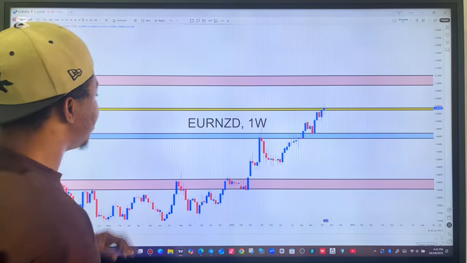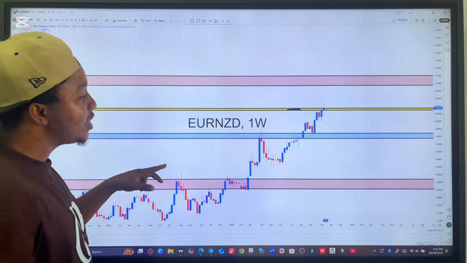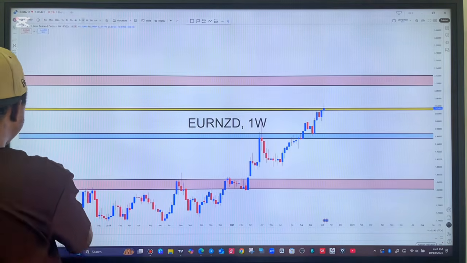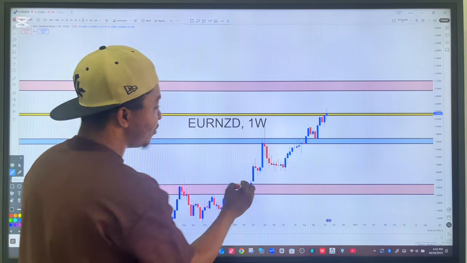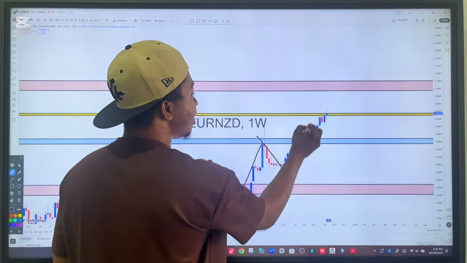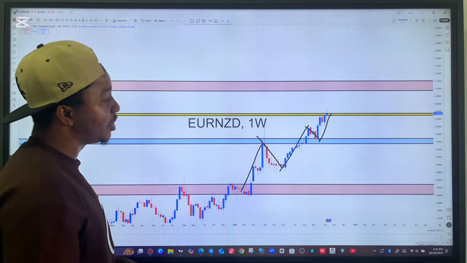Now UNZD on the weekly time frame, we have the weekly mid-range zone. On the weekly time frame, what else do we see? Let's find out and add more meaning. On the weekly, price is also in an uptrend. We have a push, exhaustion, another push over here, another exhaustion, and price has made more push to the upside.